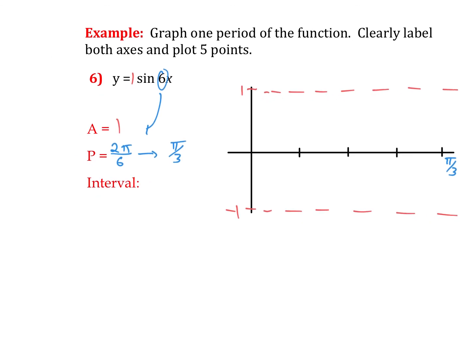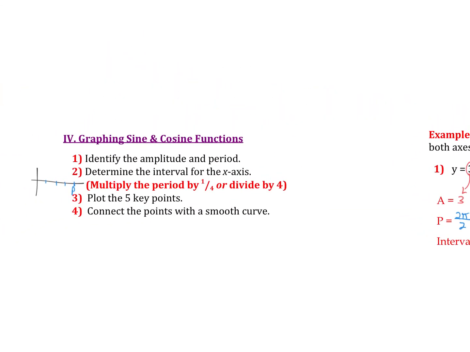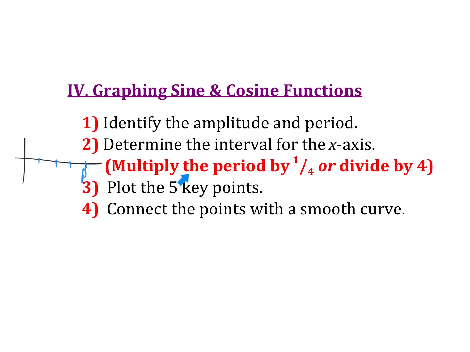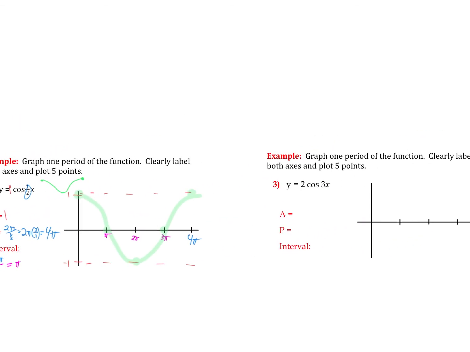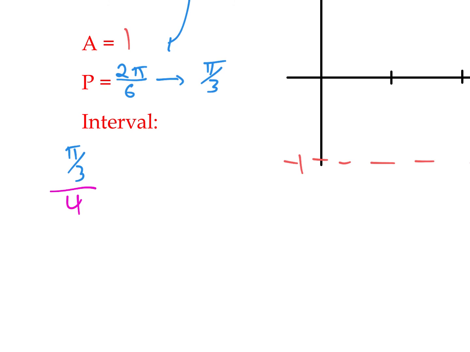To find the interval now, I need to do pi over 3 divided by 4. Now, some of you might be wondering, how on earth are we going to do that? Well, you might remember, think back, way back, we can divide by 4 or multiply by its reciprocal 1/4. That might be easier here. Let's multiply by 1/4 since we're dealing with a fraction. So instead of pi over 3 divided by 4, I'm going to think of this as pi over 3 times 1/4, which gives me 1 pi over 12.